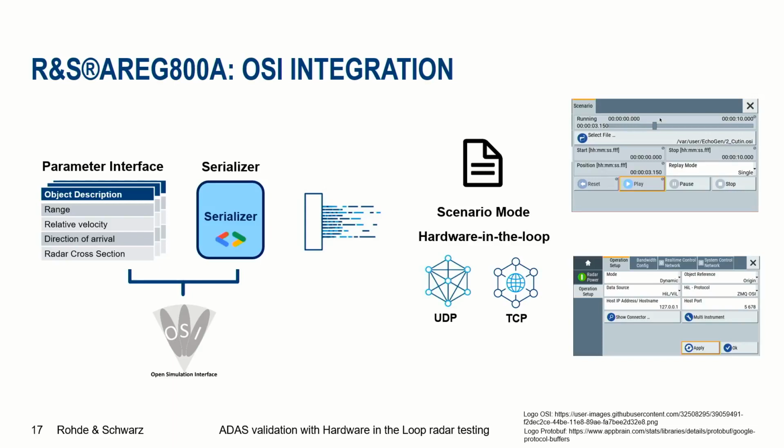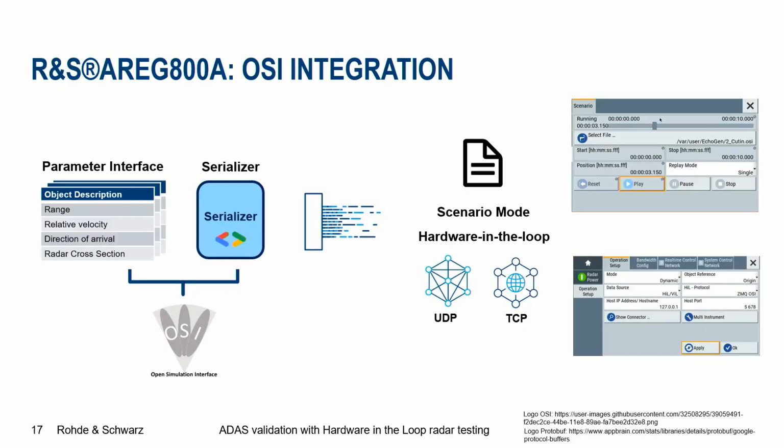So if you have, on the one hand, the hardware in the loop interface, you can transmit these serialized data packets to the ARIC 800A. And then we know which kind of objects with which parameters we have to generate. On the other hand, if you want to generate some reproducible scenarios for different test cases, you can also write it to a file and play it over and over again and always test the same stuff.